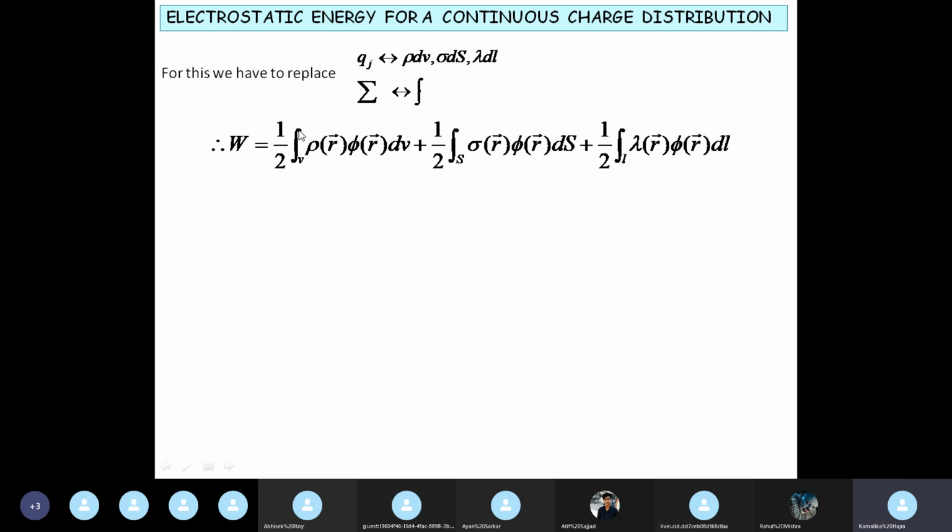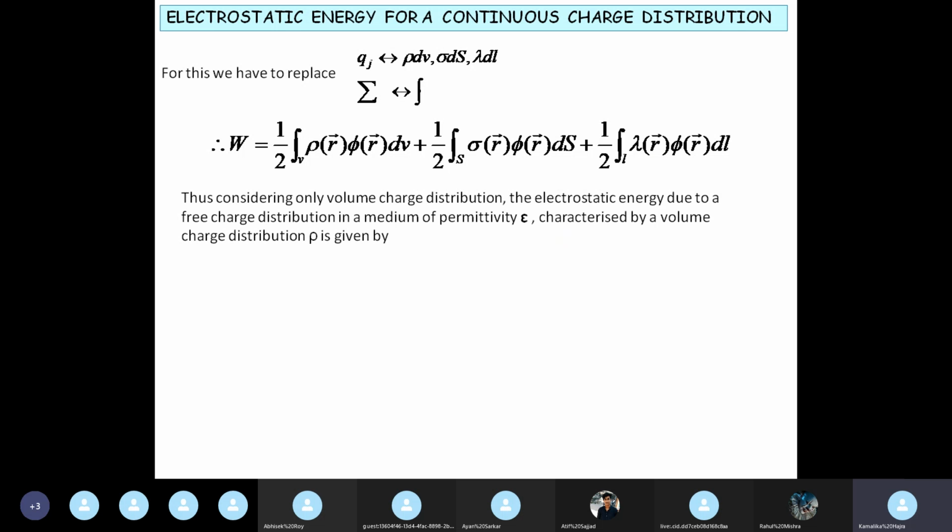See, all the summations are replaced by integrations, and we have volume charge distribution, surface charge distribution, and line charge distribution. For simplicity, we will consider only the volume charge distribution, and then we can write W equal to half integration rho phi dv, where rho and phi are both functions of the position coordinate r.